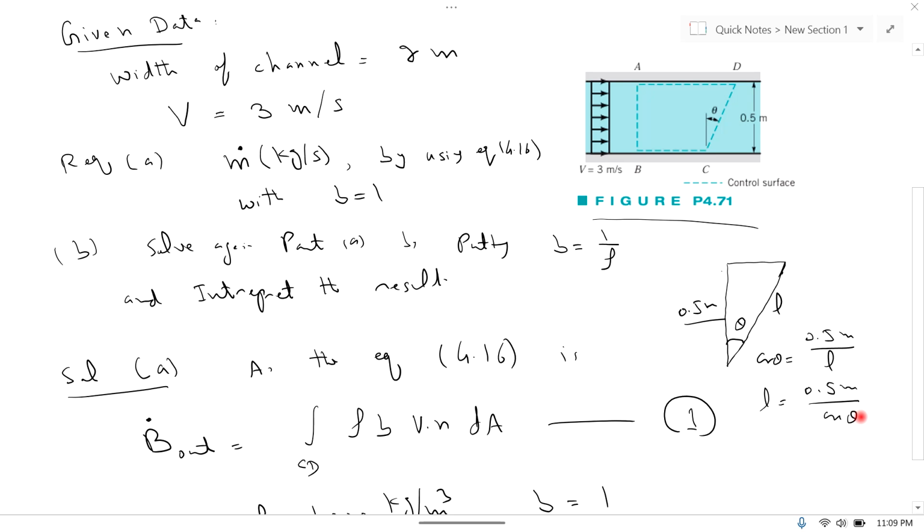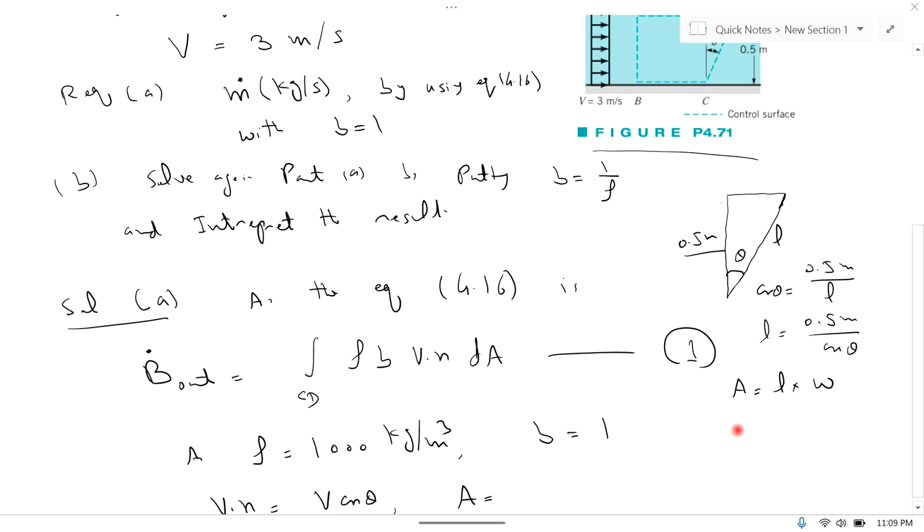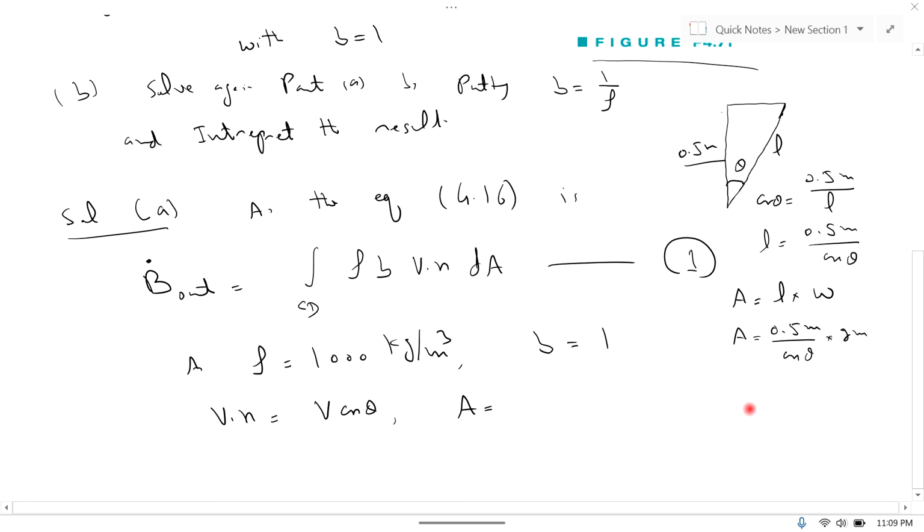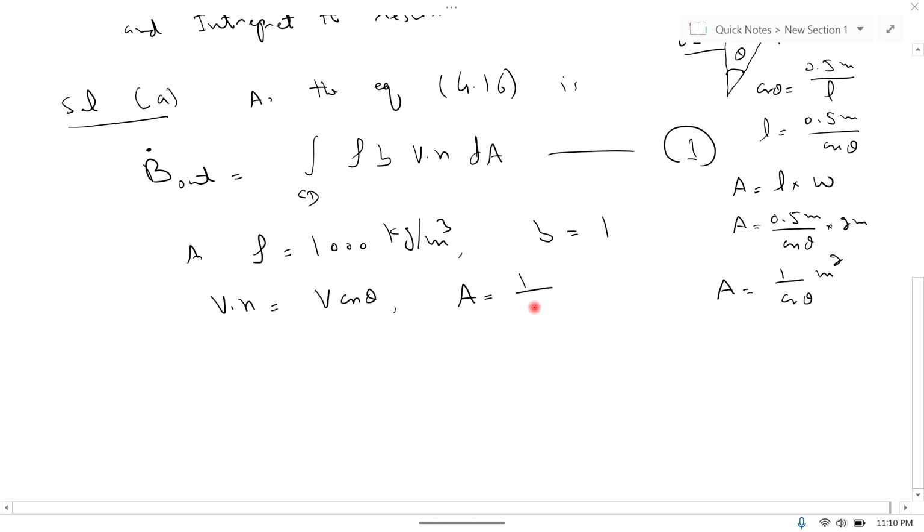And the area is equal to L multiplied by the width of the channel. The length is 0.5 meter divided by cos theta, and the width is equal to 2 meter. So A is equal to, simplifying, 0.5 multiplied by 2 is 1, so 1 over cos theta, and meter into meter is square meter. So A is equal to 1 over cos theta square meter.